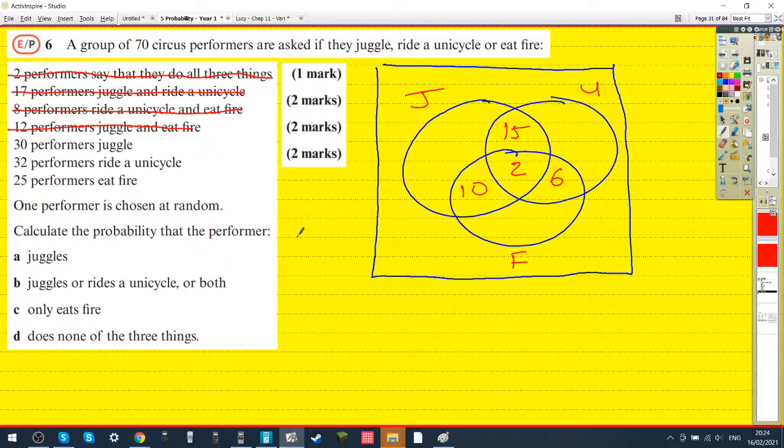And then you do 15 add 2 add 10, which is 27, minus from 30, which is 3. The top left would be 3. And then you do 6 add 15, which is 21, add 2 is 23. Then you do 32 minus 23, which is 9 for the top right. And for the last one, 25 minus 18, which is 7.